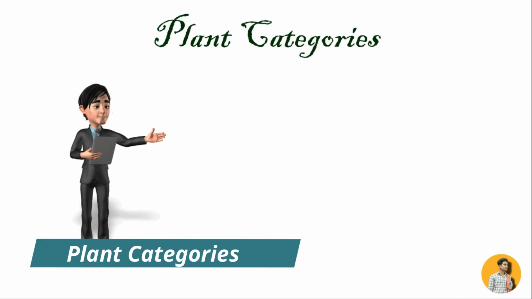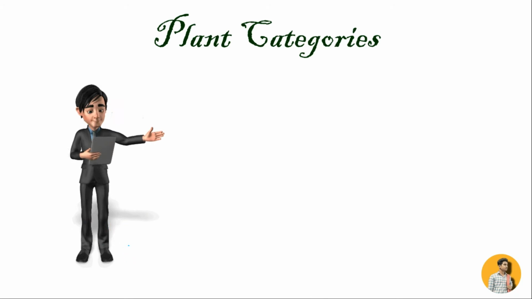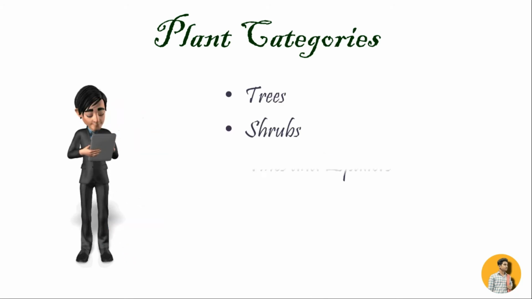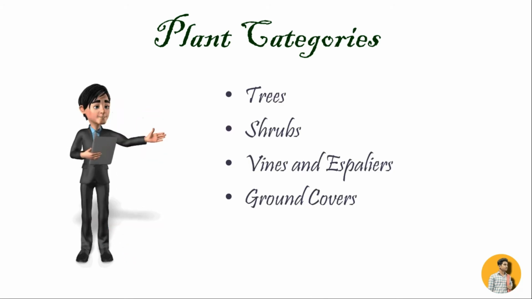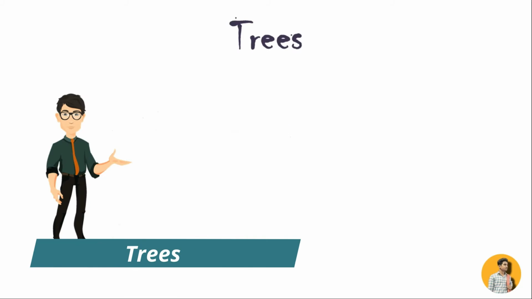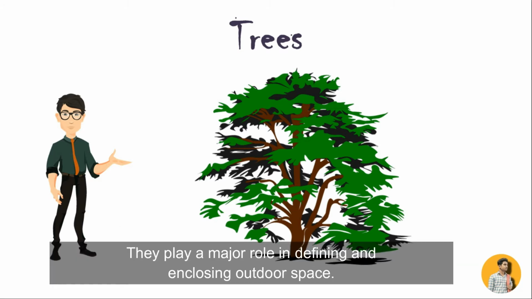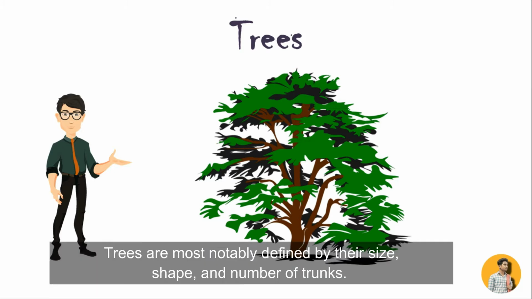Then plant categories. Plant materials are usually grouped into 5 main categories: trees, shrubs, vines and espalier, ground covers, and tough grasses. These are the main categories of plant. Let's discuss it. First is trees. Trees are the dominant visual and physical elements in the landscape. They play a major role in defining and enclosing outdoor space. Trees are most notably defined by their size, shape, and number of trunks.